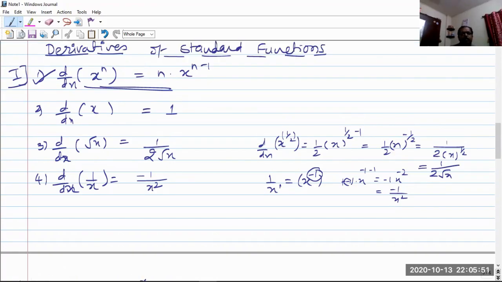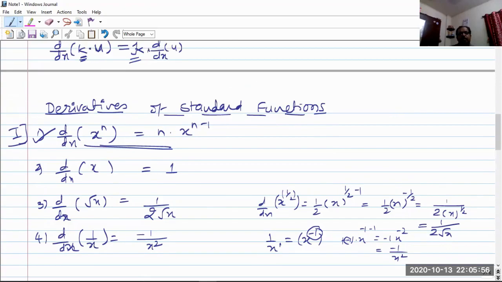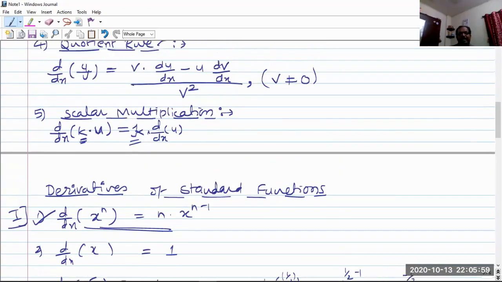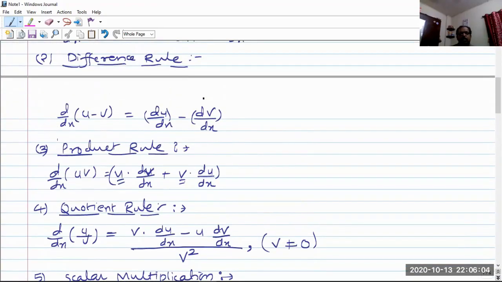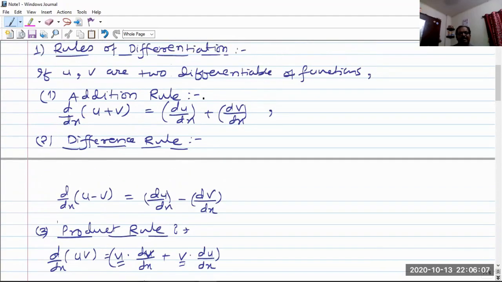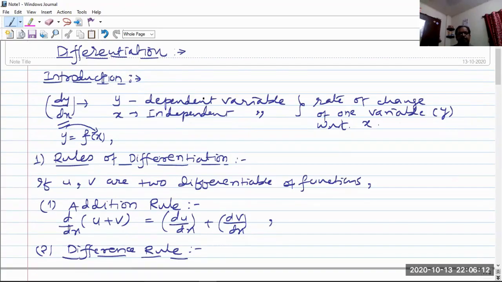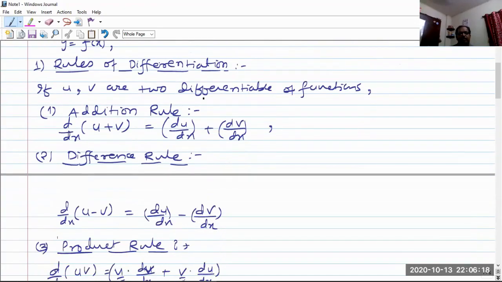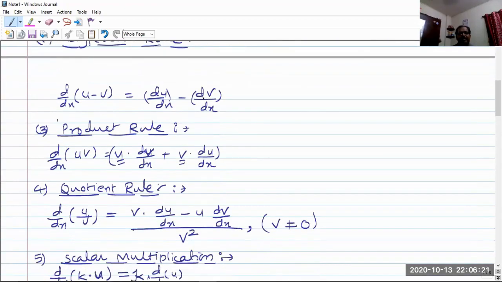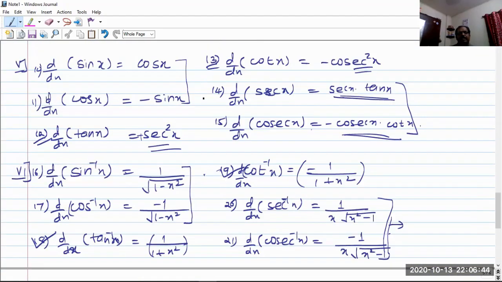I hope, students, most of you got all the concepts clear. This is a very important part of derivatives. Once you know all these rules of differentiation and all the standard derivatives, nothing will stop you from solving examples on this topic. So with this note, today we will stop here. The remaining part of this topic will be simple examples on the standard derivatives and the rules of differentiation. See you in the next class with the examples on this topic. Thank you.